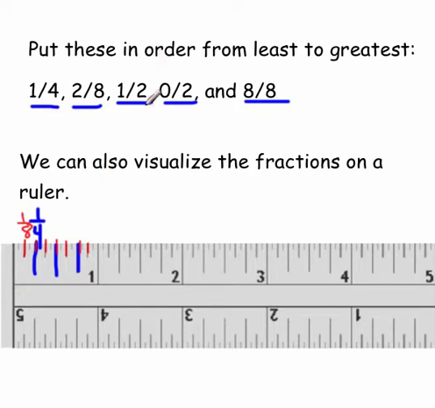All right, let's look at the next fraction. This is 1 piece out of 2, 1/2. I'm going to look at this inch and cut it into 2 pieces. That would be right here. This would be where 1/2 would go, 1 part out of 2.